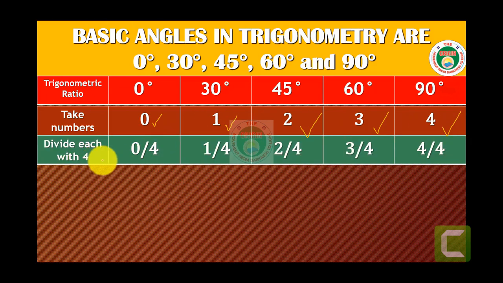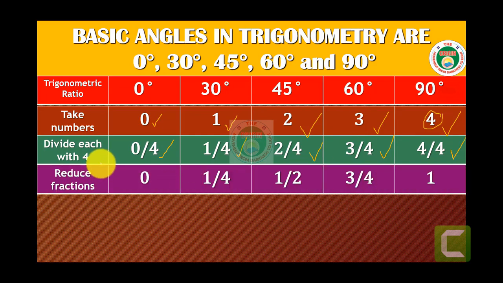Next, divide each number by 4. The maximum value is 4, so divide each value by 4, that is 0 by 4, 1 by 4, 2 by 4, 3 by 4 and 4 by 4. Next, reduce the fractions. 0 by 4 is 0, 1 by 4 we cannot reduce, 2 by 4 is 1 by 2, 3 by 4 we cannot reduce, 4 by 4 gets cancelled, remaining is 1.